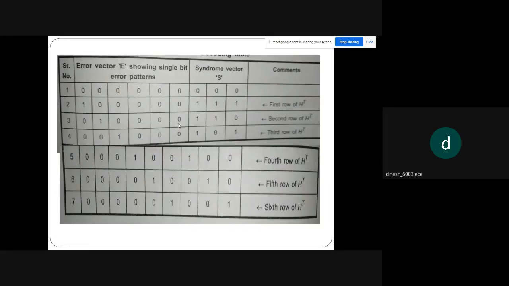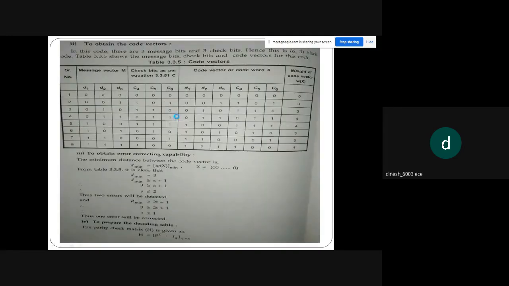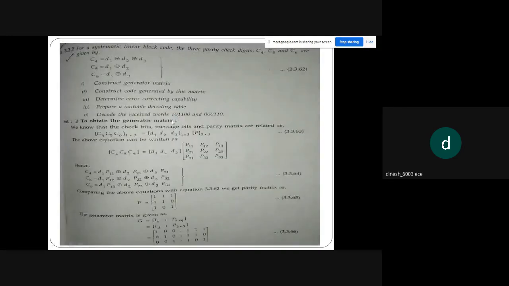So after finding the decoding table, the decoding table is obtained like this. After finding this, let us see what the question is. The fourth one: prepare a suitable decoding table. We have prepared it. Next is to decode the received vectors.